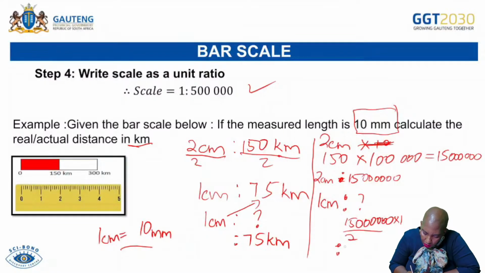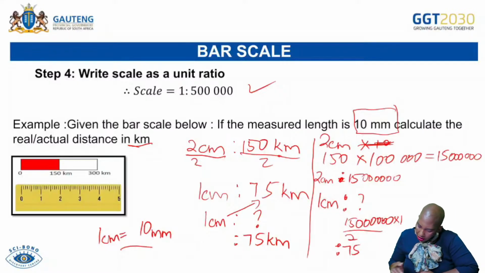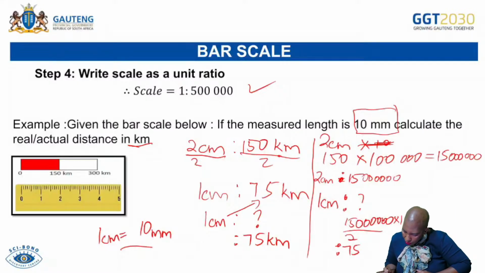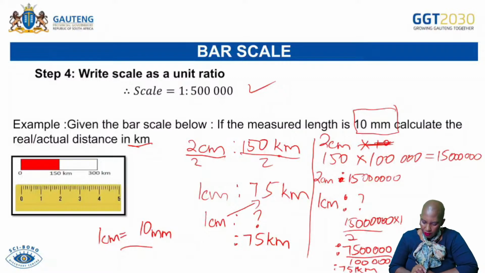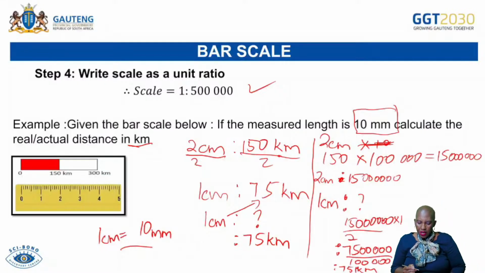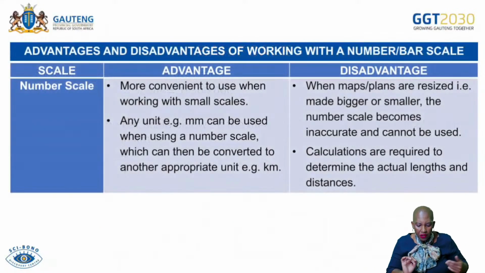Then it will give us what? 75 what? We divide this by 2. It will give us 7,500,000. And then we convert. We divide by 100,000. And then our answer will be 75 kilometers. I hope you got it. That's how we do our conversions.